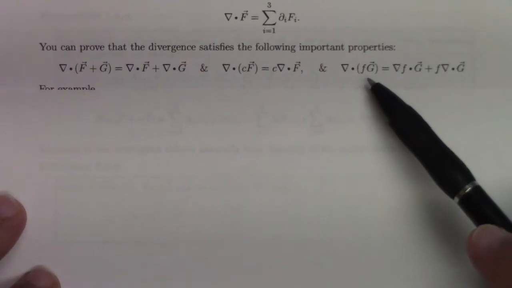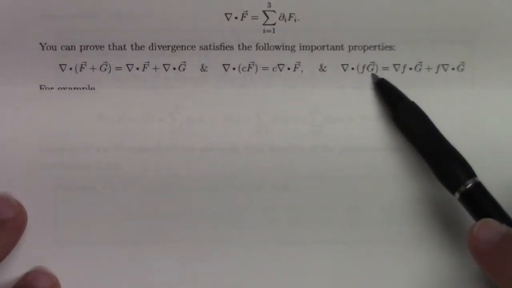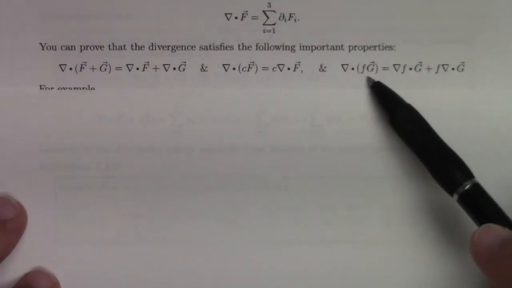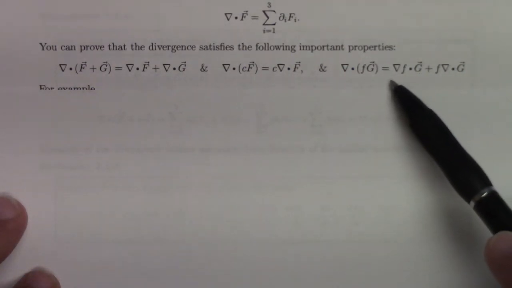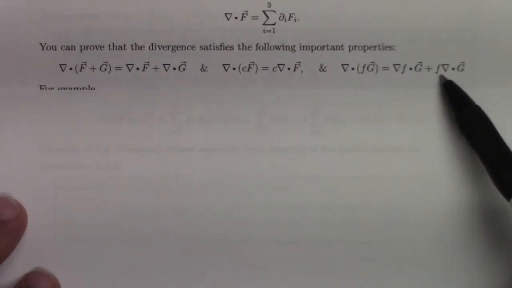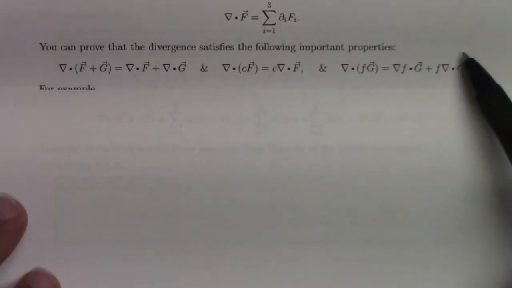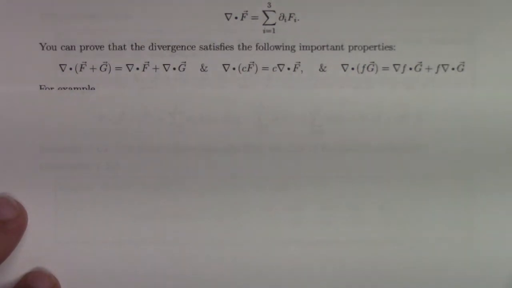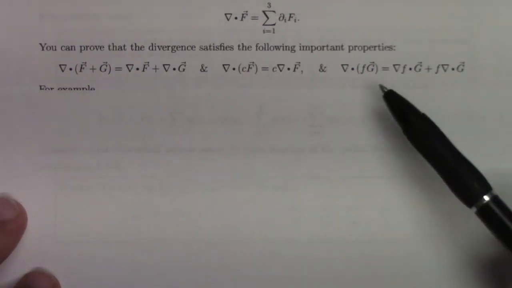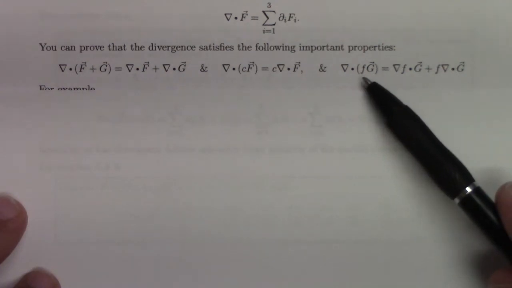So the divergence of a function times a vector field, where f is a function and g is a vector field, is the dot product of the gradient of the function with the vector field, plus the function times the divergence of the vector field. All right, so this is a product rule of sorts, but this is the scalar multiple of f by g.